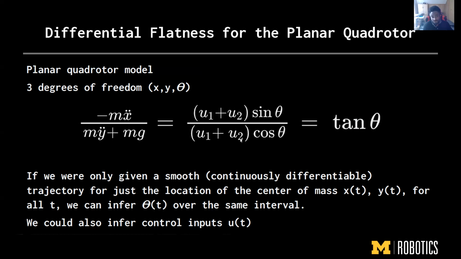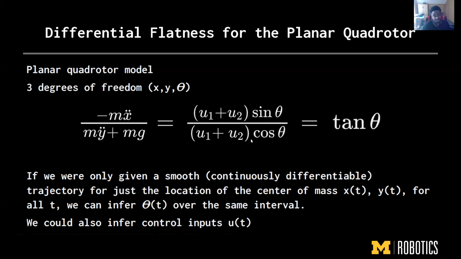The control inputs U1 and U2 basically represent the control torques, or the control inputs to the two actuators that control the motors for the quadrotor. So U1 is for the first motor, and U2 is for the second motor. So if you have X and Y, we could basically use this fraction equals tan theta to derive theta. And once we have theta, we can then infer U1 and U2 using this system of equations.